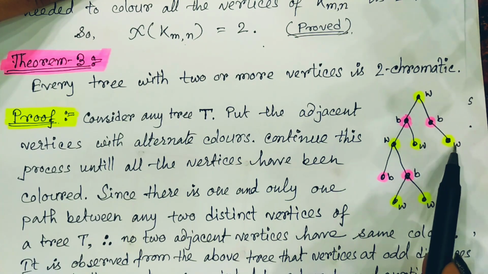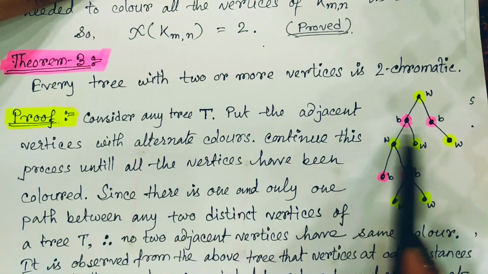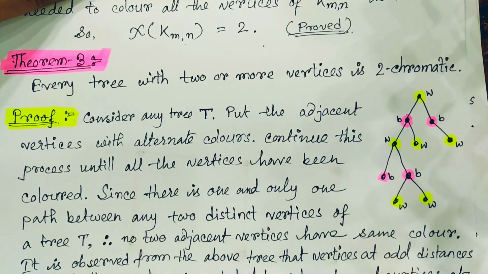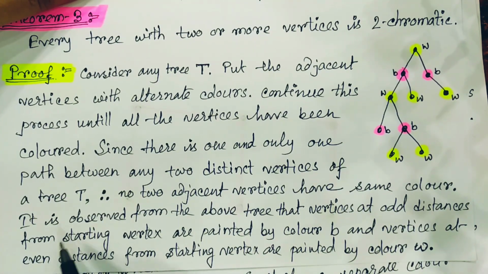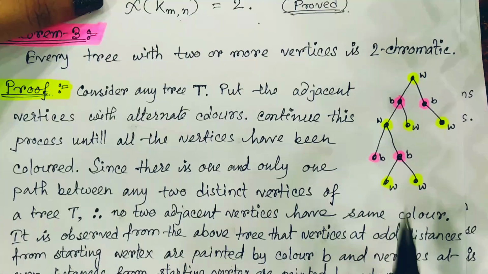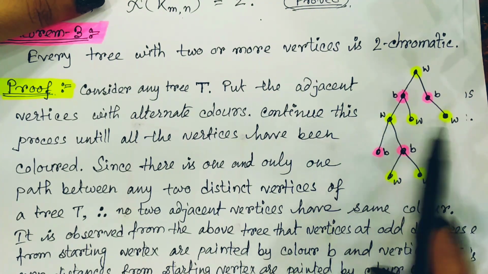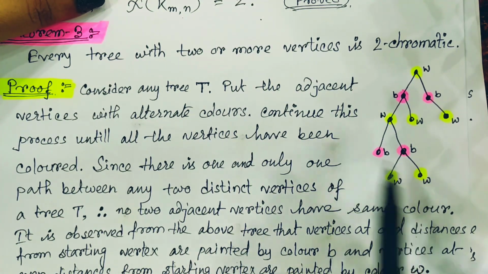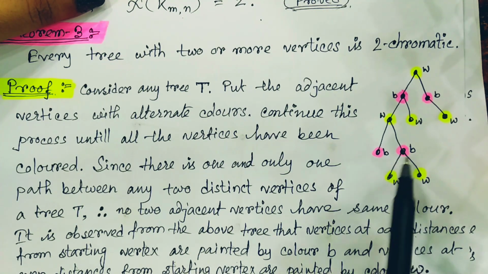And similarly this one. After that, at the next level, we should again color this previous one. In this way, this process will continue. So, it is observed from the above tree that vertices at odd distances from the starting vertex are painted by a different color, suppose it is yellow, and the vertices at even distances from the starting vertex are painted by a different color, suppose it is red. So all the odd level vertices are yellow and all the even level vertices are red.